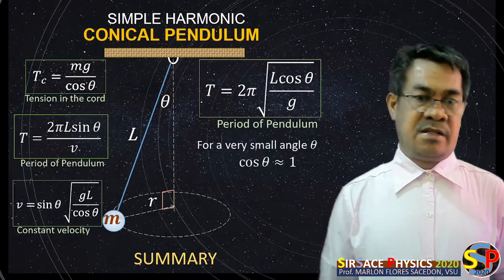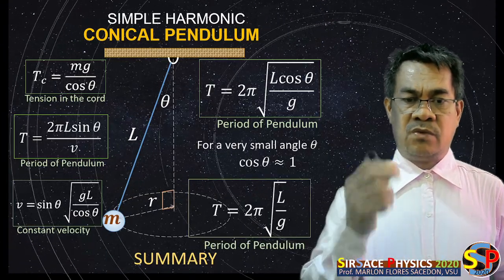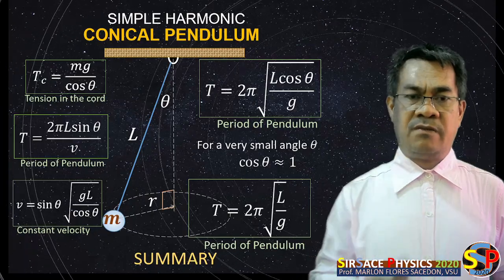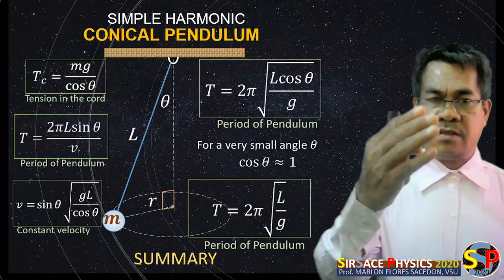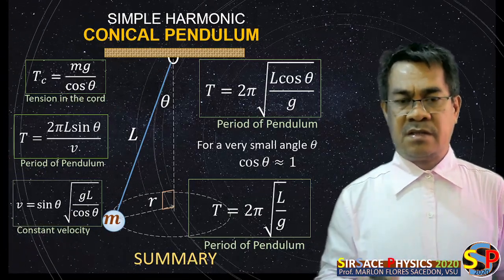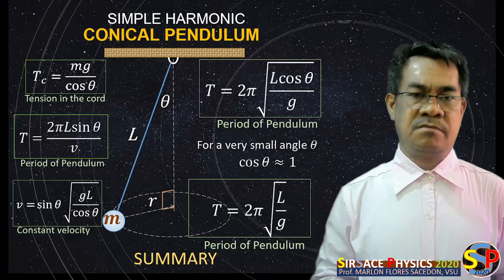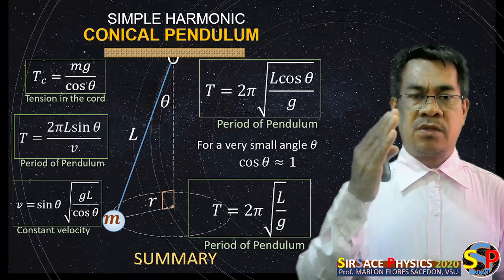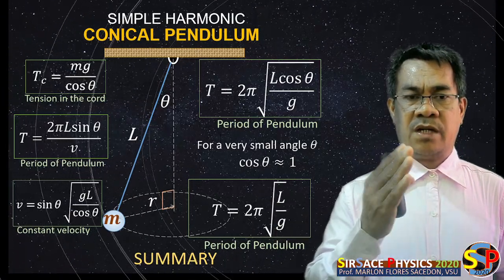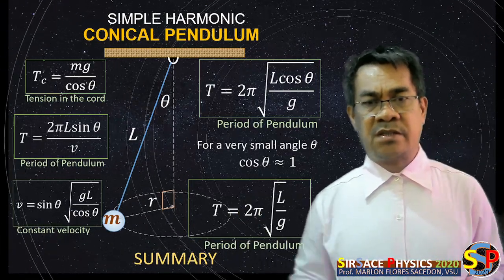Okay? And for a very, very small angle, then we have T is equal to 2 pi square root of L over g. So these two can be calculated. You can use only the 2 pi square root of L over g if the angle is very small. But in general, we have 2 pi square root of L cosine theta over g. So these are the important relations.